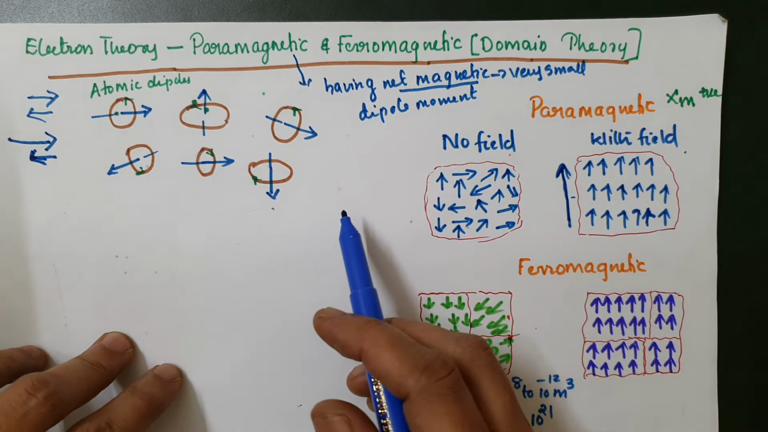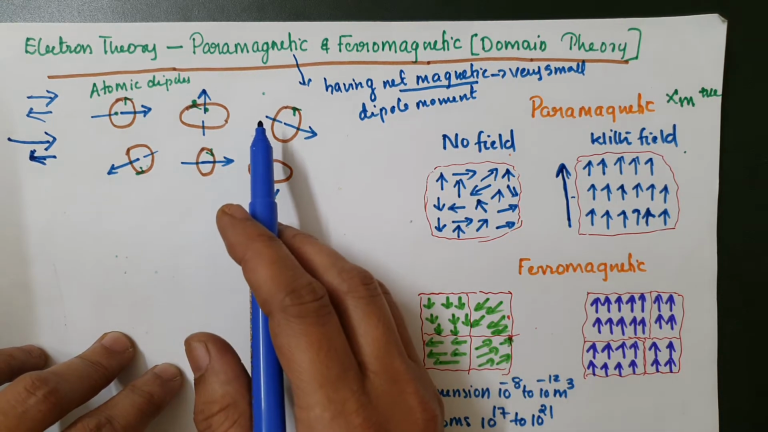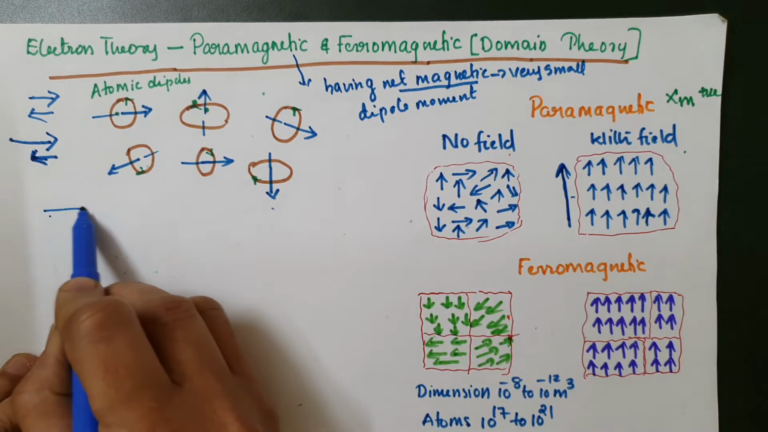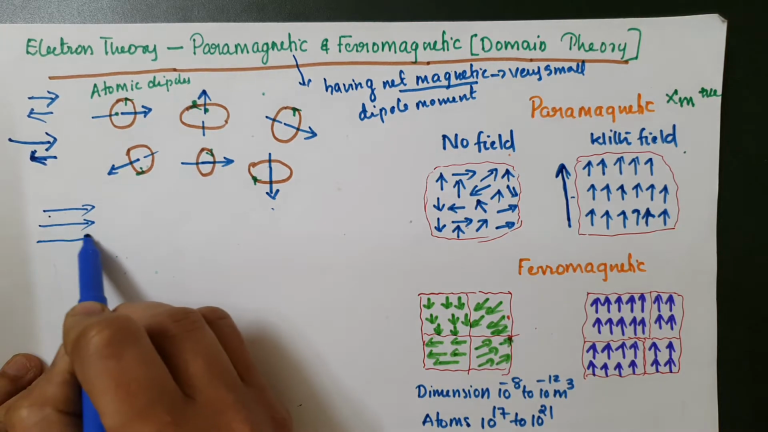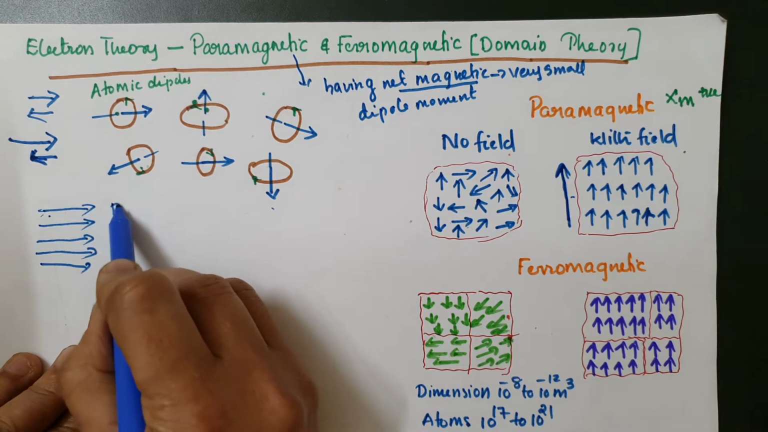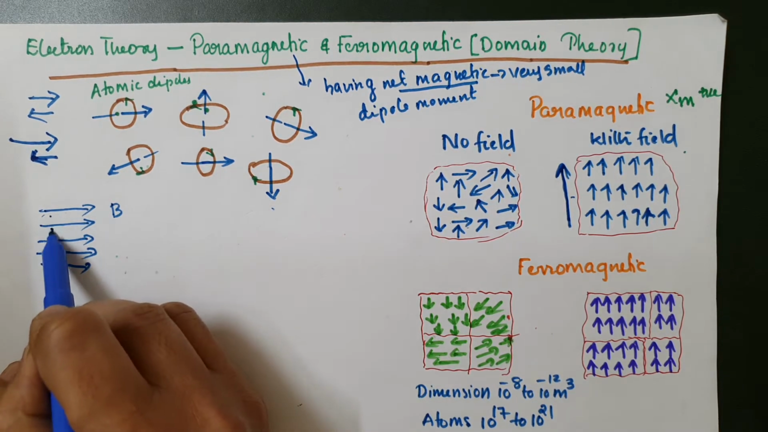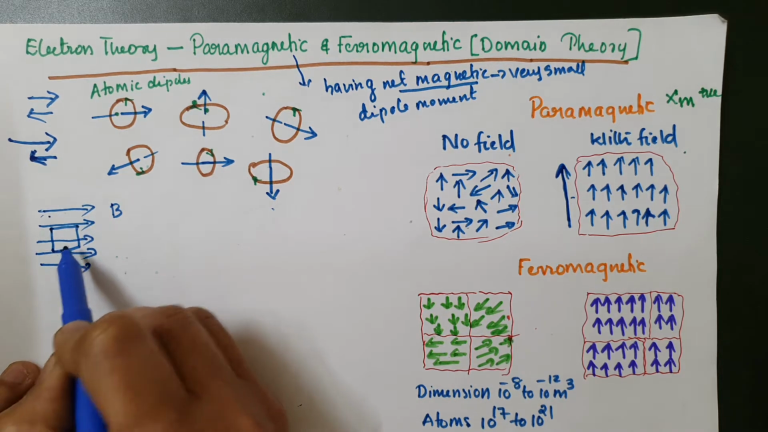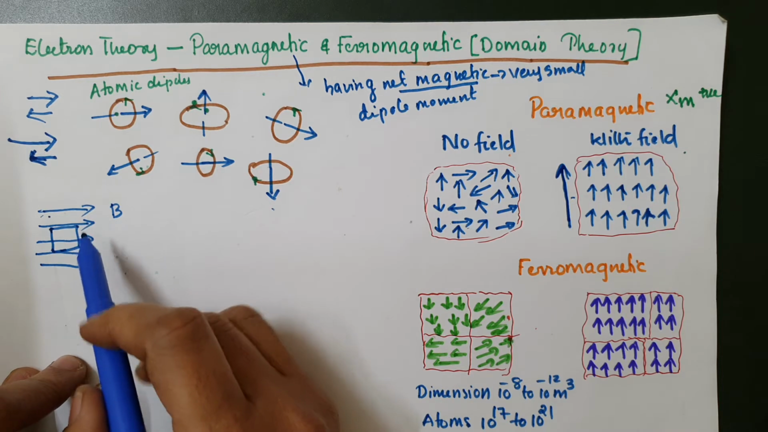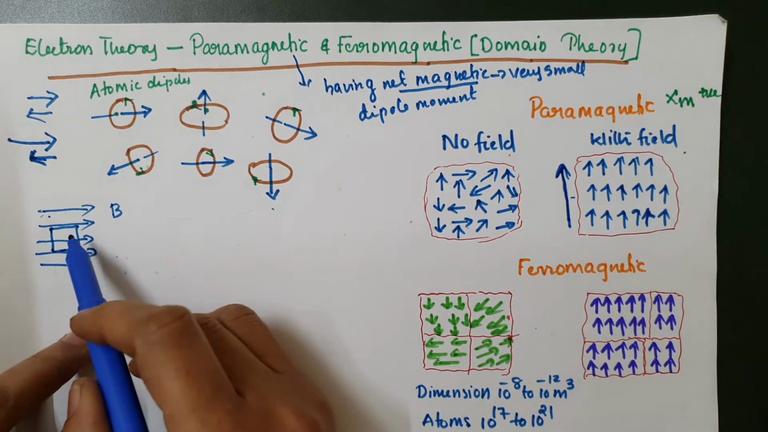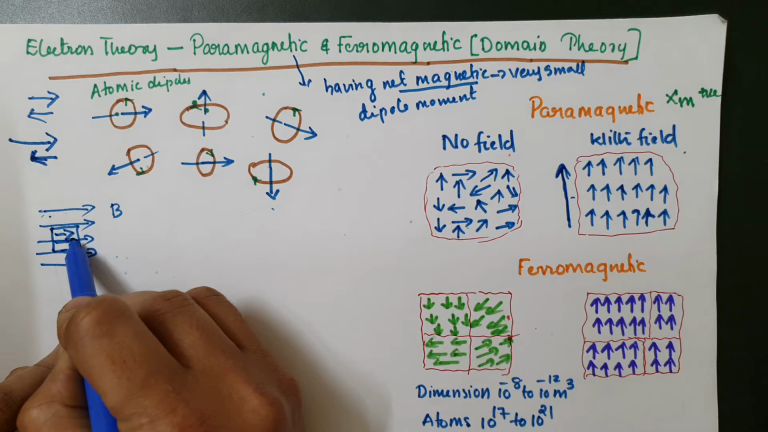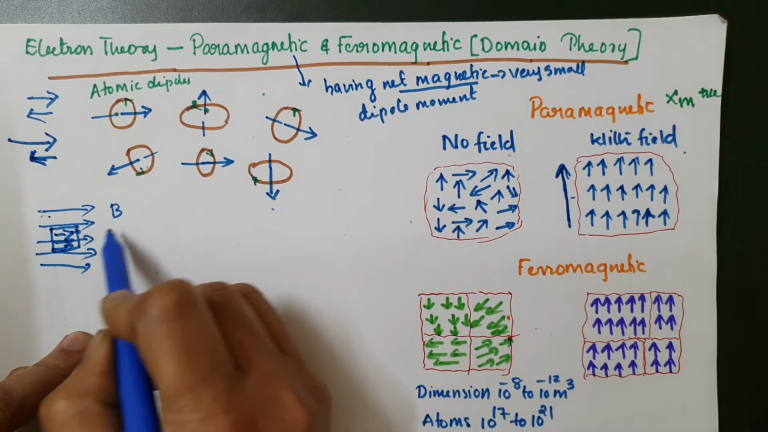And we can see some of the properties of paramagnetic materials. The first one is that if we consider an external magnetic field, suppose it is B, and we introduce a paramagnetic material into this field, then its magnetic moments will be aligned in such a way that they are parallel to this field.